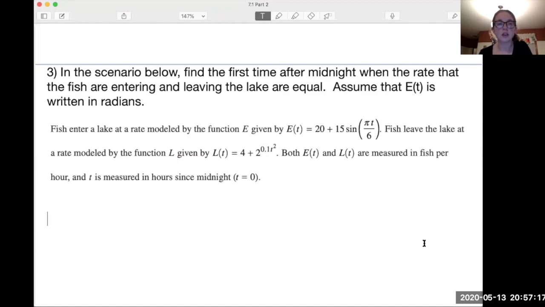And then it says fish leave the lake at this other function L, which is 4 plus 2 to the 0.1 t squared. And they're both measured in fish per hour, so they're rates. And t is hours since midnight.